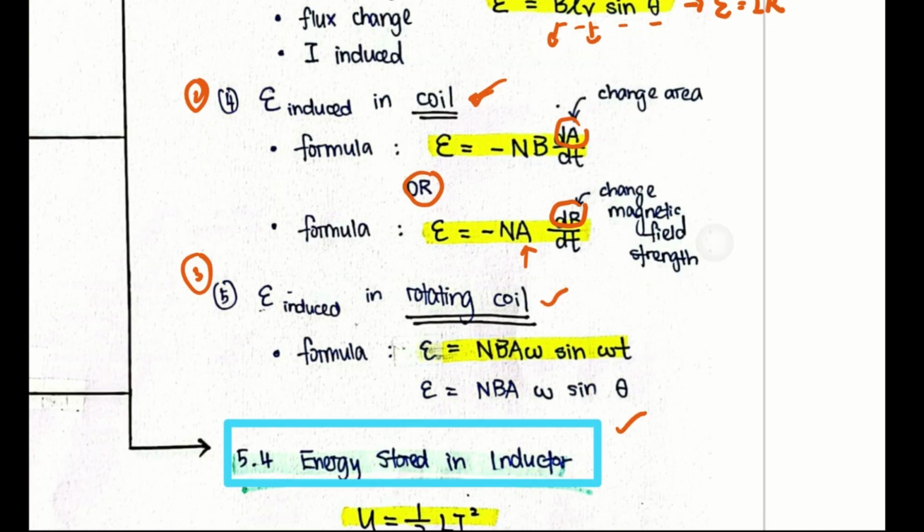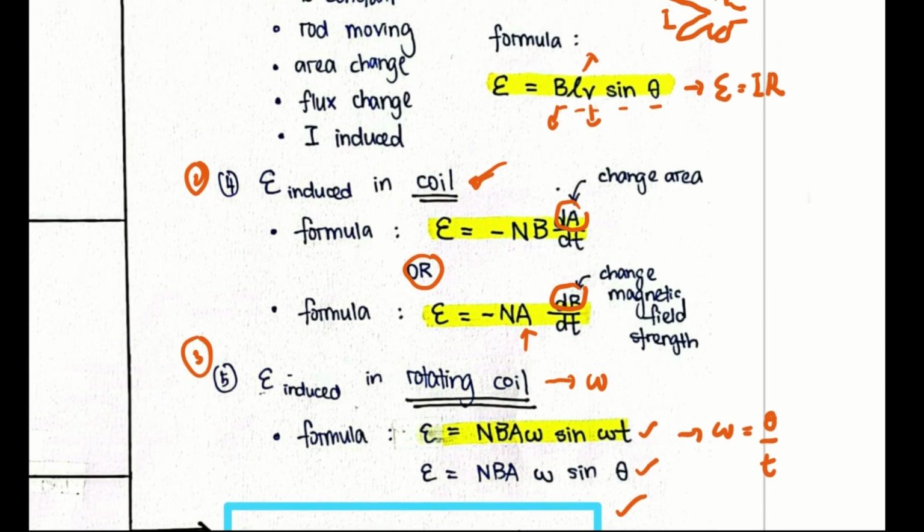The last one is the rotating coil. When the coil is rotating, it must have omega, the angular velocity. So your equation consists of NBA omega sine omega t. Omega t here is equal to theta. It comes from the equation angular velocity is equal to angular displacement over time.